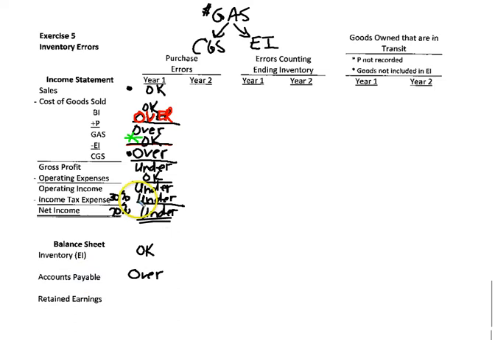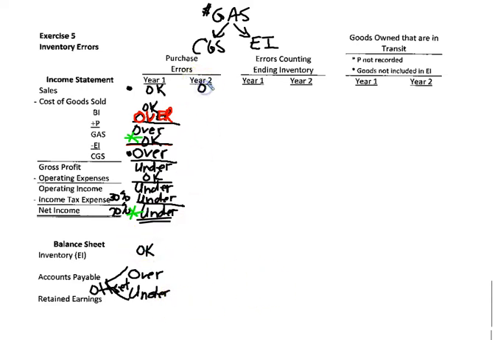For retained earnings, net income flows into retained earnings. So that's what's going to have an impact on retained earnings, and it's going to be too low. So we can see then accounts payable and retained earnings, those are really just offsetting each other. They offset one another. Okay, so that's the first year.